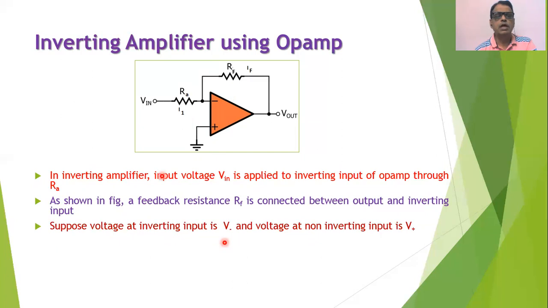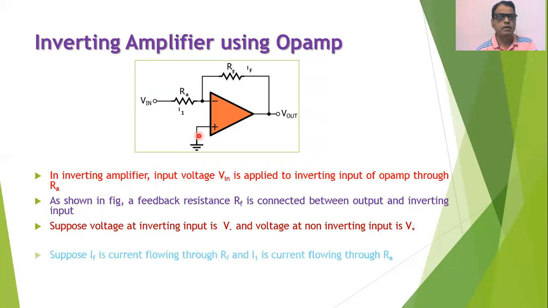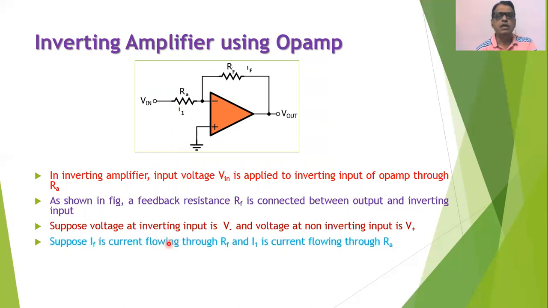Now we will suppose that the voltage present at the inverting input is V minus, and the voltage present at the non-inverting input is V plus. If is the current that is flowing through the resistance Rf, and I1 is the current that is flowing through the resistance Ra, as shown in this diagram.